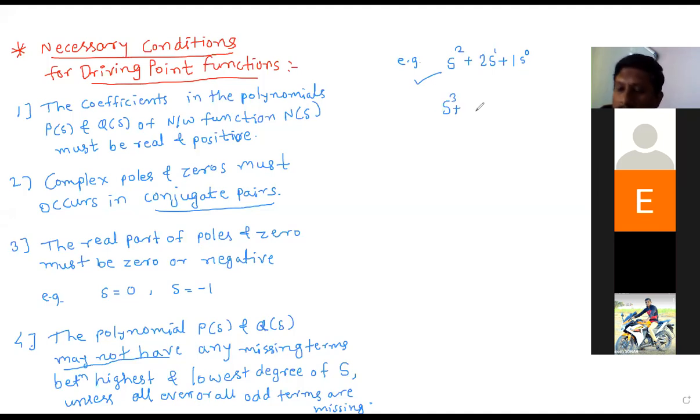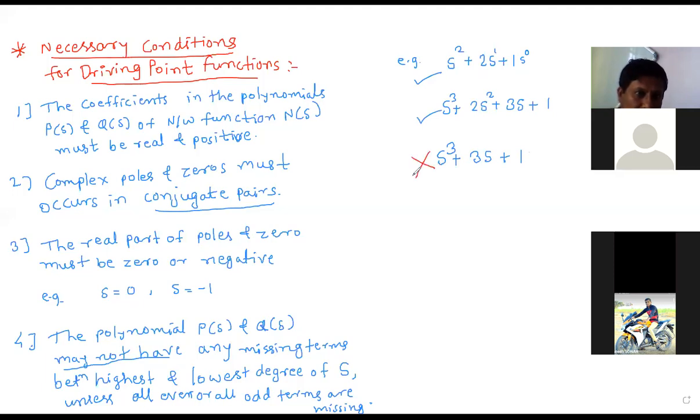s³ + 2s² + 3s + 1. Is anything missing here? No. 3 is there, 2 is there, 1 is there, and 0. That is also okay. Now next, say it is s³ + 3s + 1. So is any term missing? Yes, the square term is missing, which means this is not a driving function. This is not a driving function.